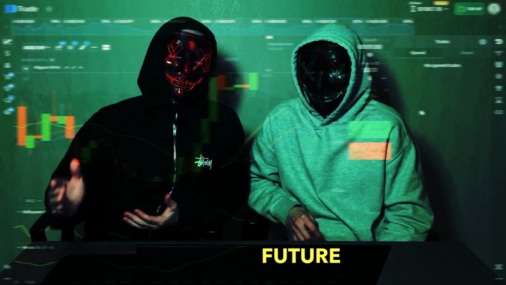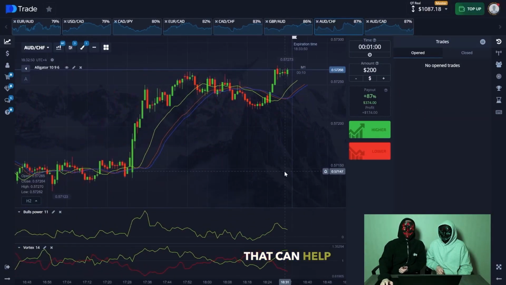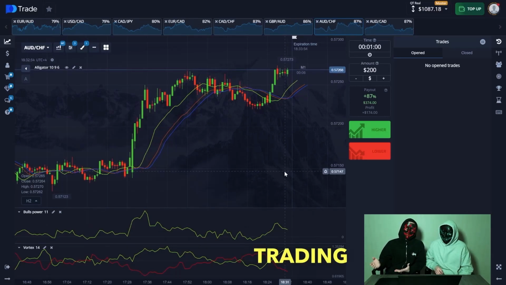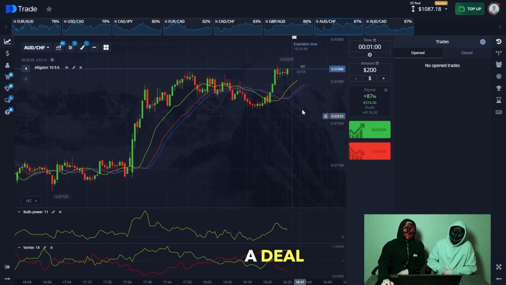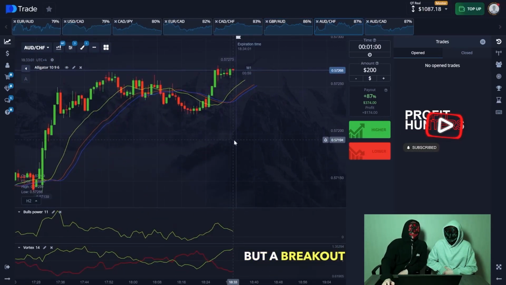multiply in the future. Now I will open a trade. These are my small recommendations that can help you with risk management in principle. They can help you with trading, friends. So let's open a deal for a rise here. Right now we have a risky peak point, but a breakout is happening.